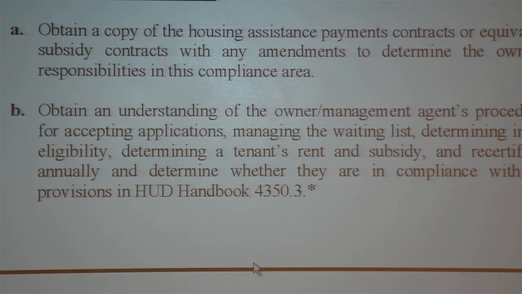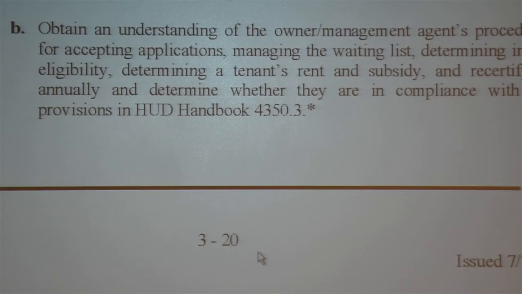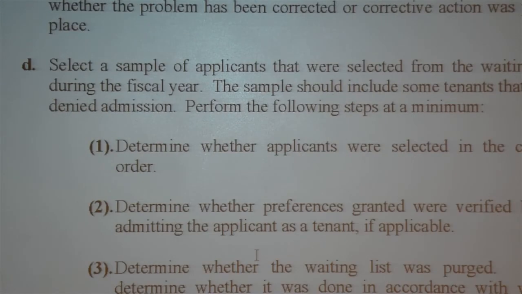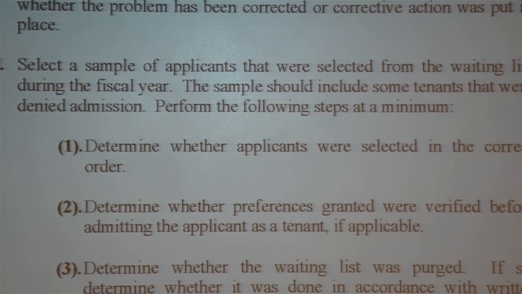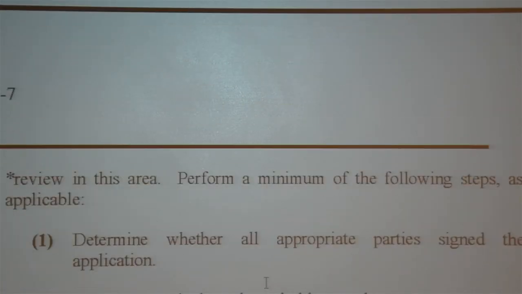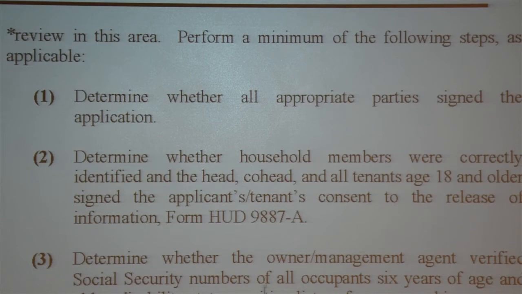Okay, so what are our suggested procedures? Get a copy of the HAP contract. Get an understanding of procedures. Review field reviews. Applicants selected from the wait list. Okay, that's none of that. Sample of tenant files. Perform a minimum of the following.